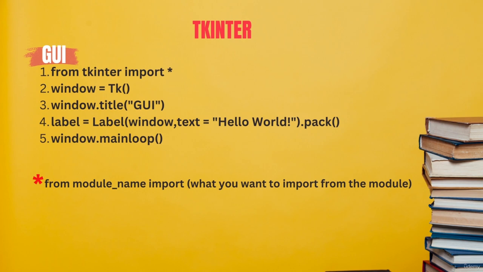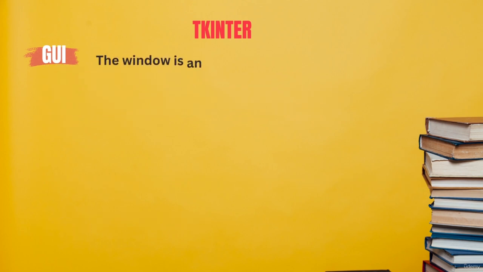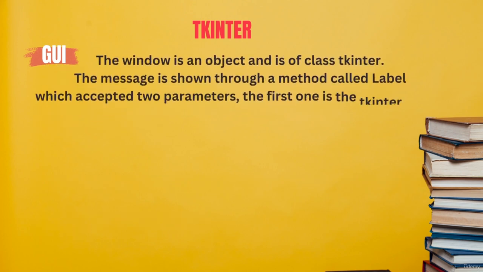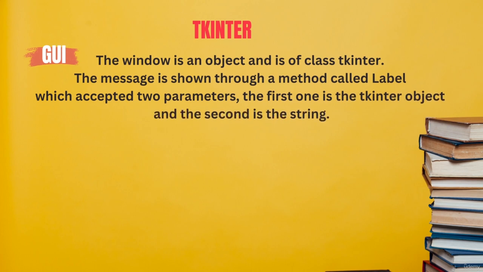Also, everything we will add, we need to add before the window.mainloop line, as this line basically tells the Python to render everything before it. The window is an object and is of class Tkinter. The message is shown through a method called label, which accepted two parameters. The first one is the tkinter object and the second one is a string. See, we are using object-oriented programming to code, so you must have a good understanding of object-oriented programming.